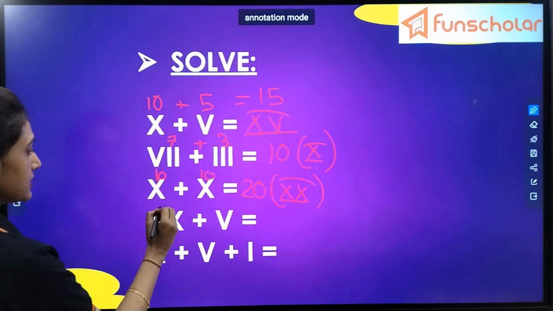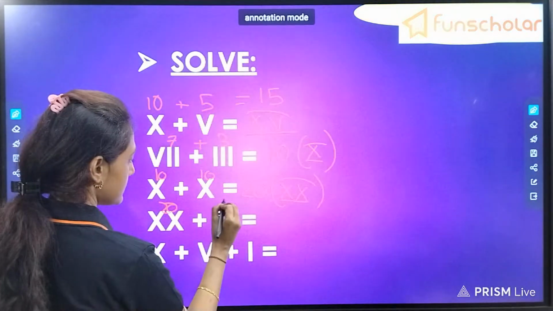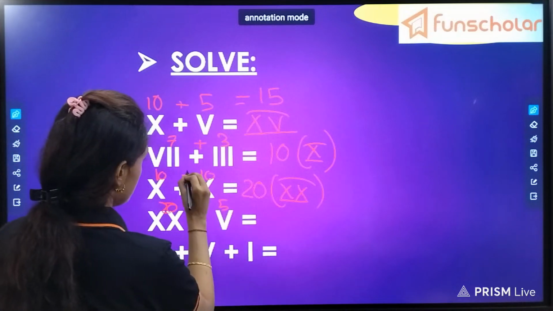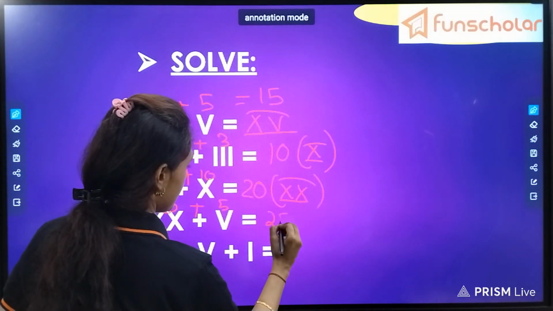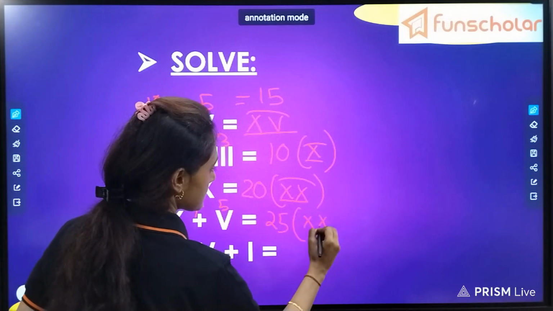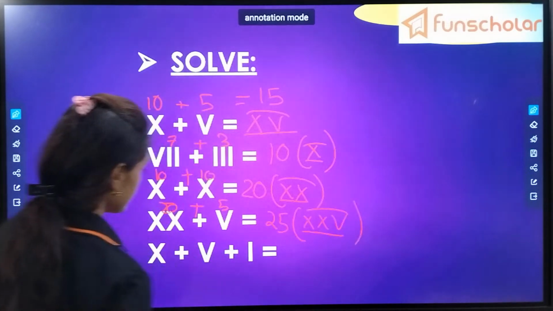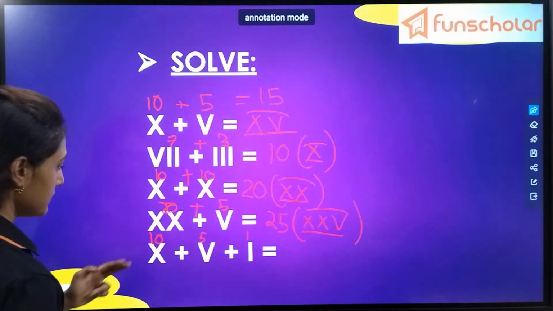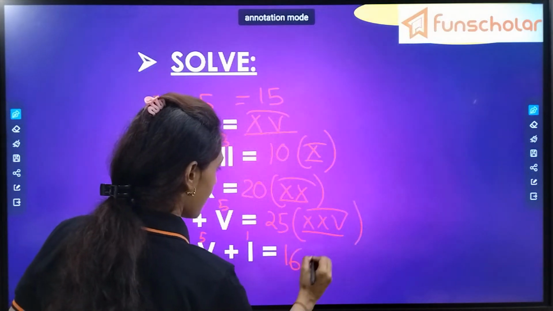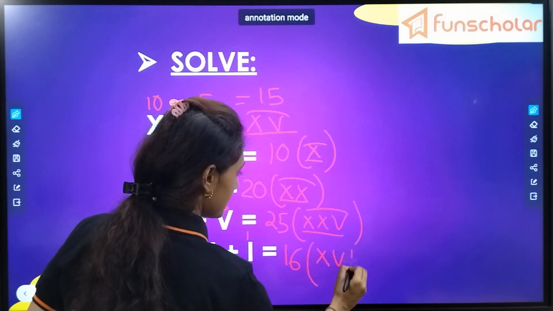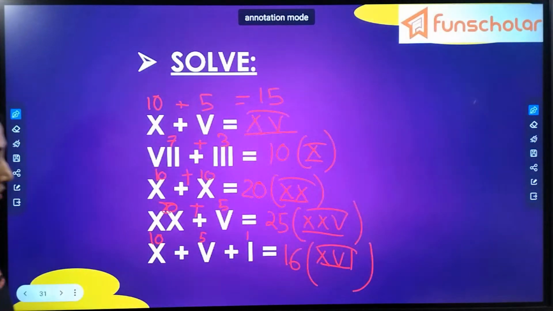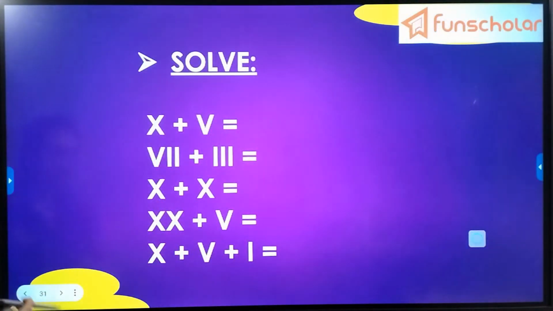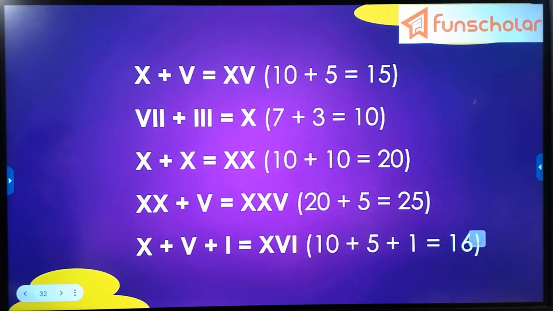Okay. Now it is 20 and it is 5, that is 25. How will you write? Double X, V. Now 10, this is 5, this is 1, so it becomes 16. How will you write? X plus 5 plus 1. Okay? See. Right? Okay.